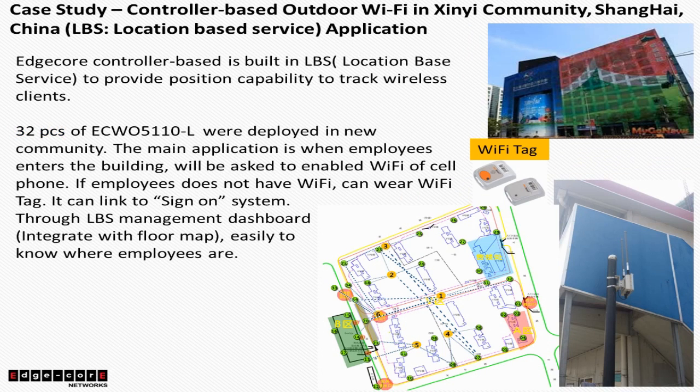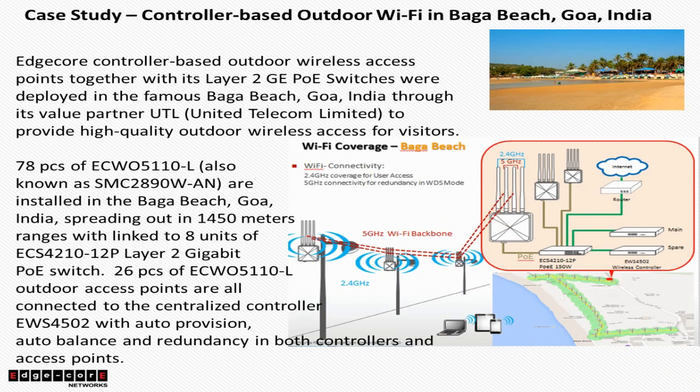And we also use our location-based application in Shanghai, Xinyi's house application. You can use the location-based feature to do something like a sign-on system. We can track where the clients are and provide different information to each client. And for our outdoor access point, we would like to prove our quality is good and we are capable of overcoming the interference from the sea. So we provide a solution for tourists to get free Wi-Fi.